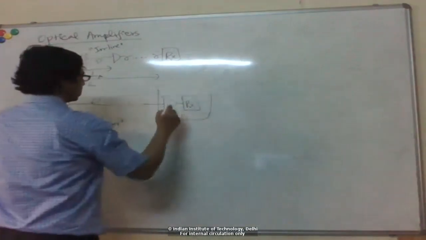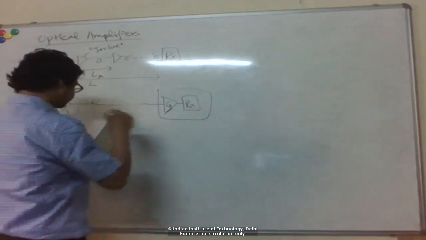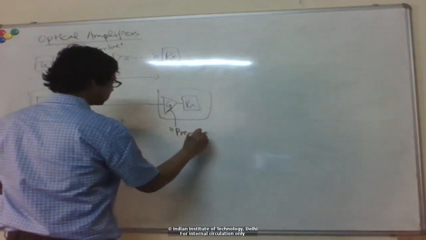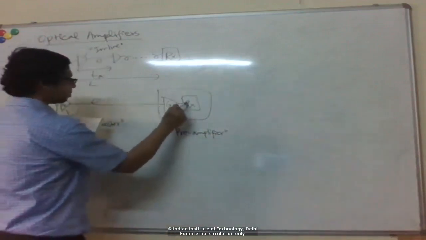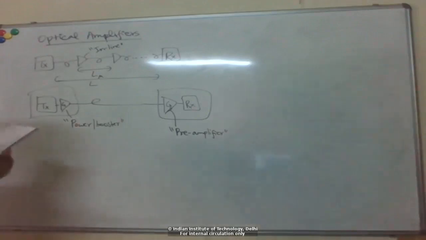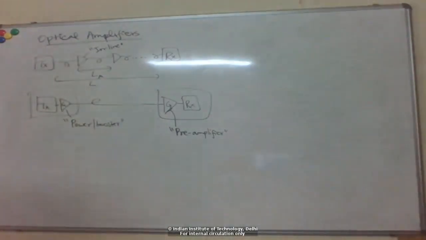Similarly, if you have an amplifier which is integrated with your receiver, this is known as a pre-amplifier, because you're pre-amplifying the signal before detection. Okay, so these are the three main types of amplifiers you will see in an optical communication link.